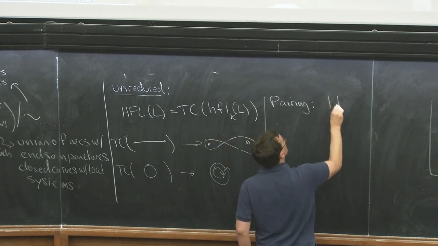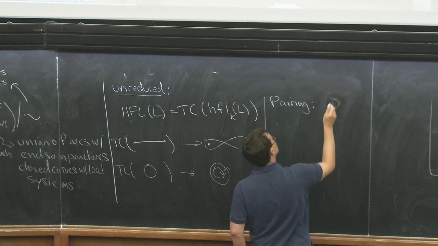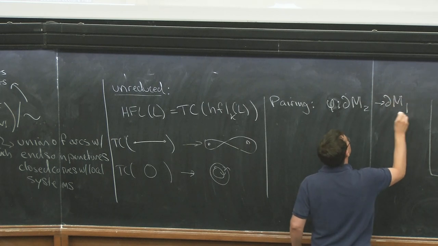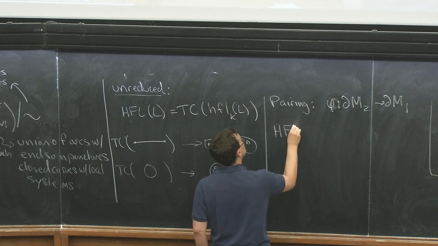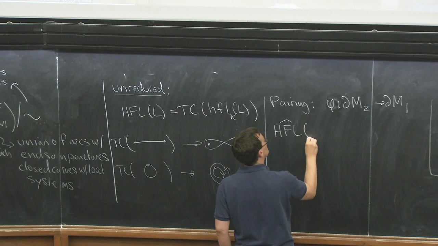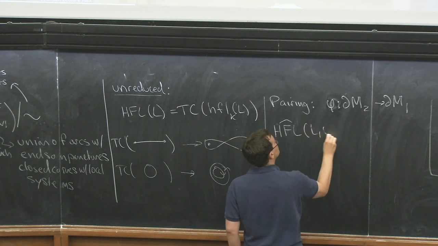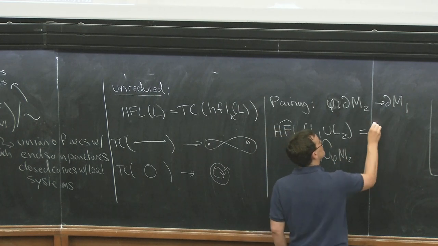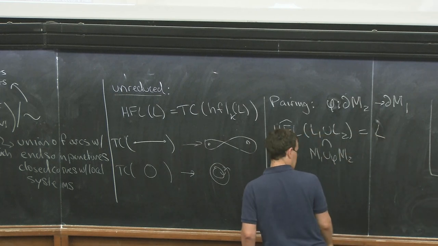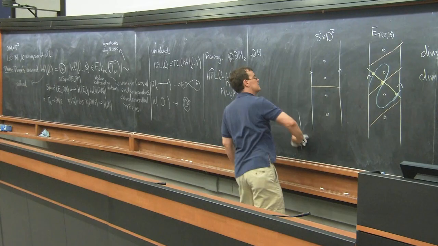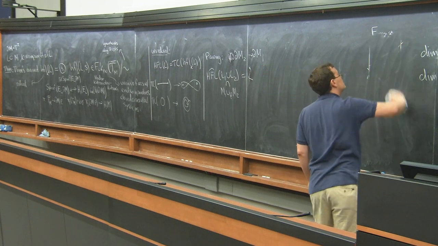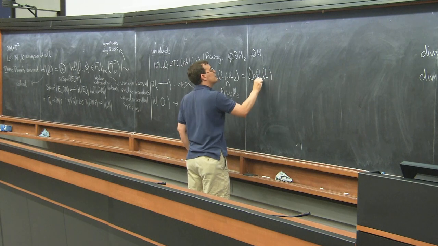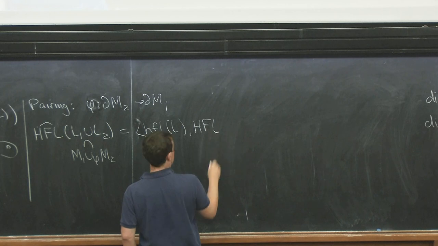Okay. So then the pairing theorem says that if I have L_1 inside of M_1 and L_2 inside of M_2, and I have phi mapping from boundary M_2 to boundary M_1, then I could glue them up and get a link inside a closed manifold. And HFL of L_1 union L_2 sitting inside of M_1 union along phi of M_2 is going to be, I'll just write pairing again, of little HFL of L_1, I reduce along some component, and big HFL of L_2.